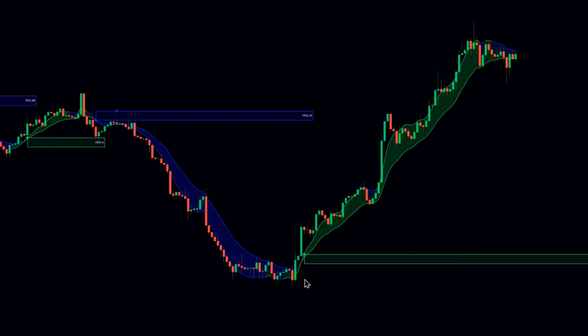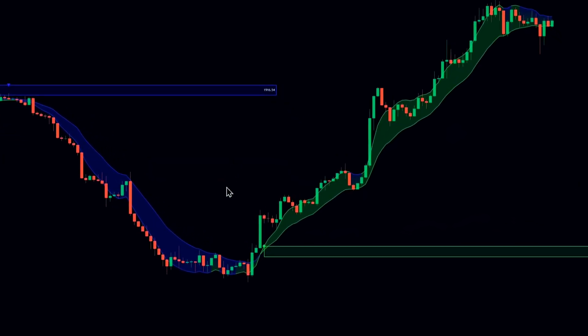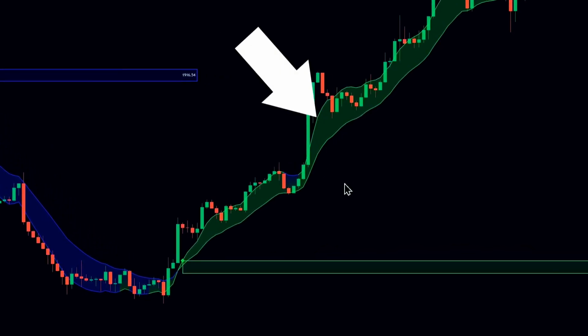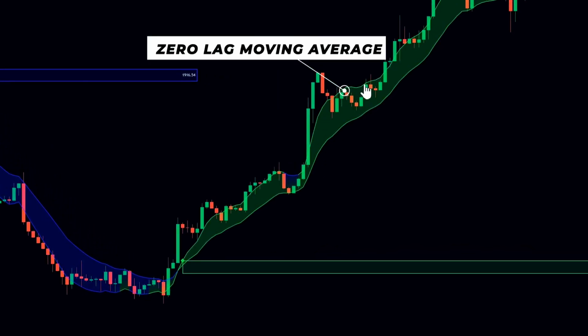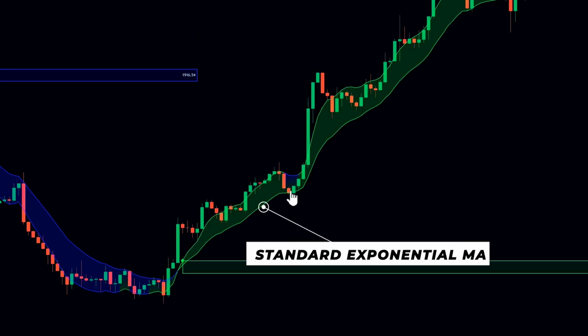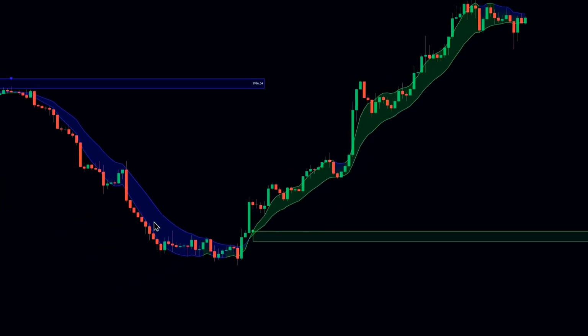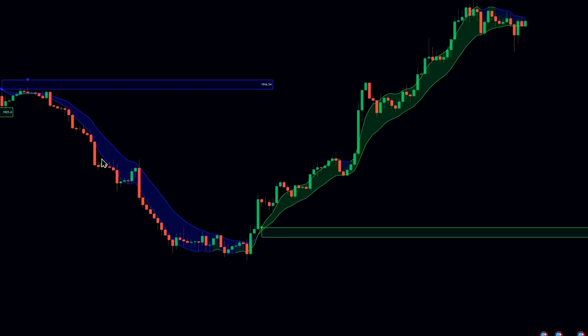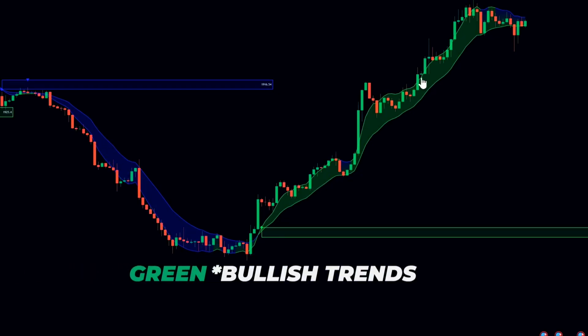The indicator consists of two lines, one at the top and one at the bottom. The top line is the zero lag moving average, and the bottom line is the exponential moving average. The area between these two lines is filled with a color gradient that shifts from blue for bearish trends to green for bullish trends. But what about these rectangular boxes?